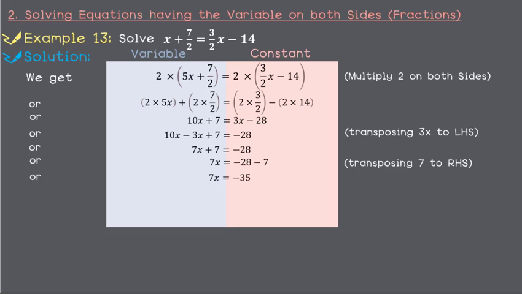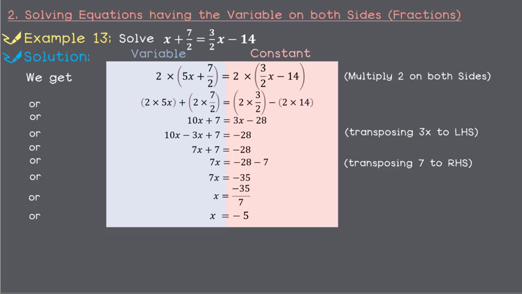To isolate the x, we can just divide both sides of the equation by 7. The left hand side, 7x divided by 7 is just x. That's the whole point. And the right hand side, negative 35 divided by 7 is negative 5. And we are done. x equals negative 5 is our solution.